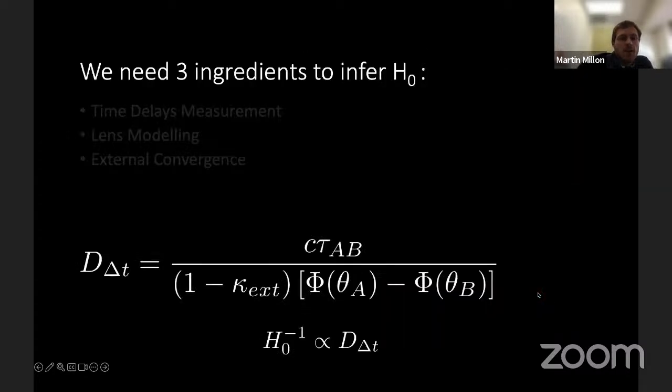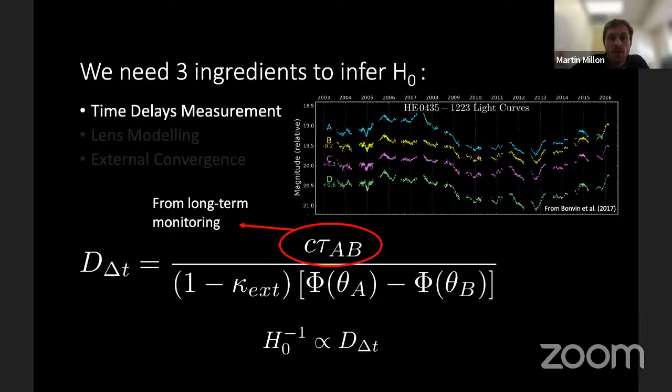So if you want to infer H naught with this system, you need three things. The first one being, of course, the time delay. So how do you measure that? Basically, you use a small telescope, you monitor it for many years. In this case, it was 13 years. And you wait for the quasar in the background to fluctuate. If you have matter falling into the black hole, it will vary randomly. And you will see the same variation in the multiple images, but delayed by time. And that's what you're trying to measure with those light curves.